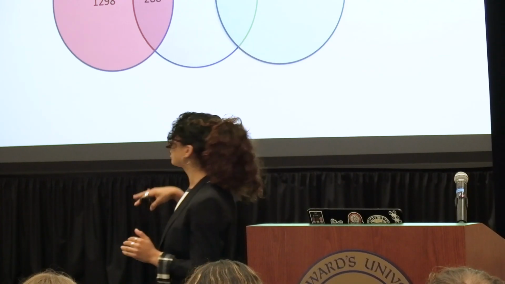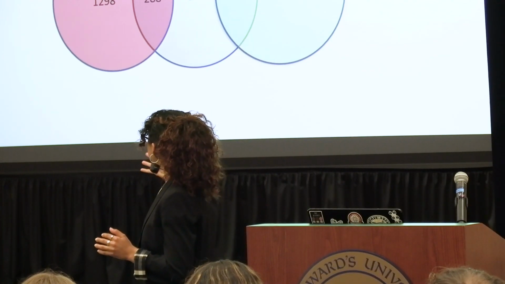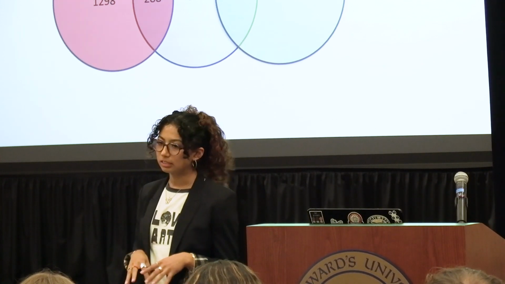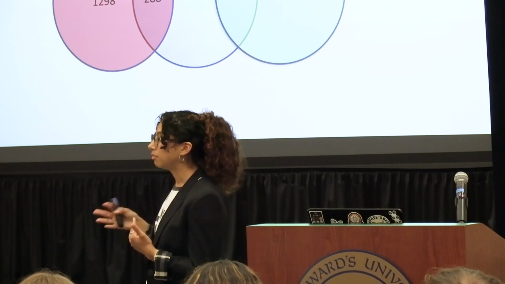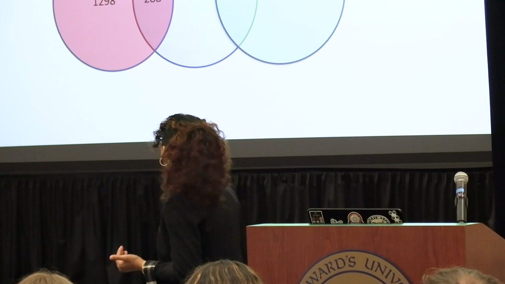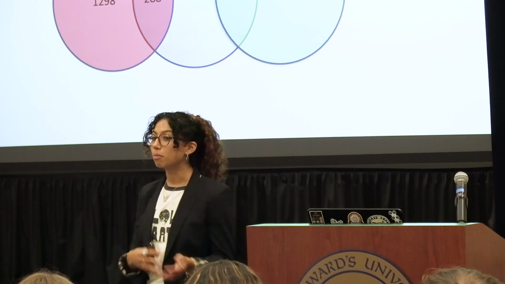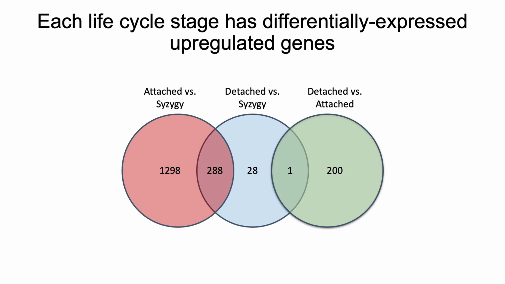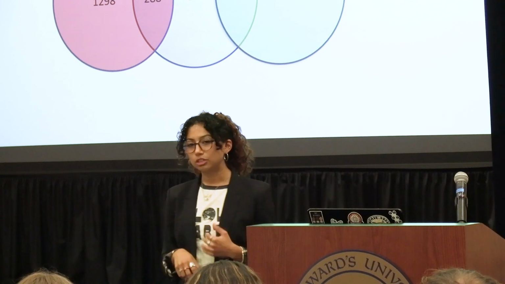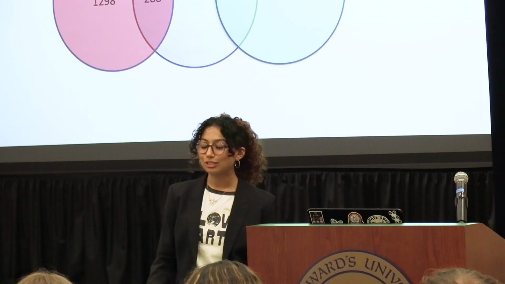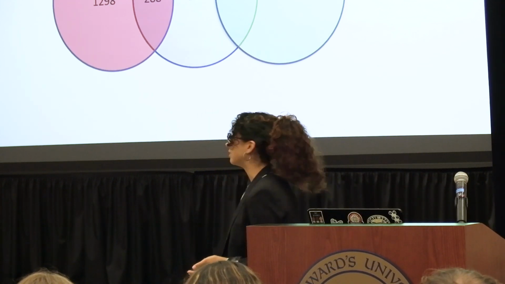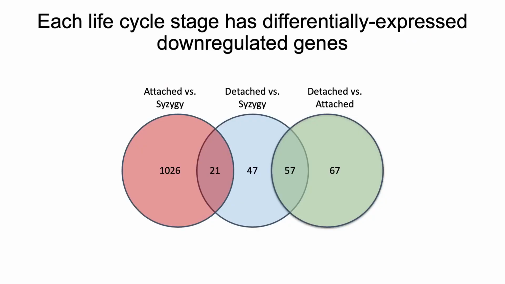So this will be genes that are highly expressed in attached, but not as expressed in syzygy, and that same pattern will be found in other comparison groups. What we see here is that the most differentially expressed, or the most different genes, are found between our attached versus syzygy group, whereas the least differentially expressed, or the most similar genes, are found between our detached versus syzygy group. Now, when we look at the downregulated genes, we see the same pattern.